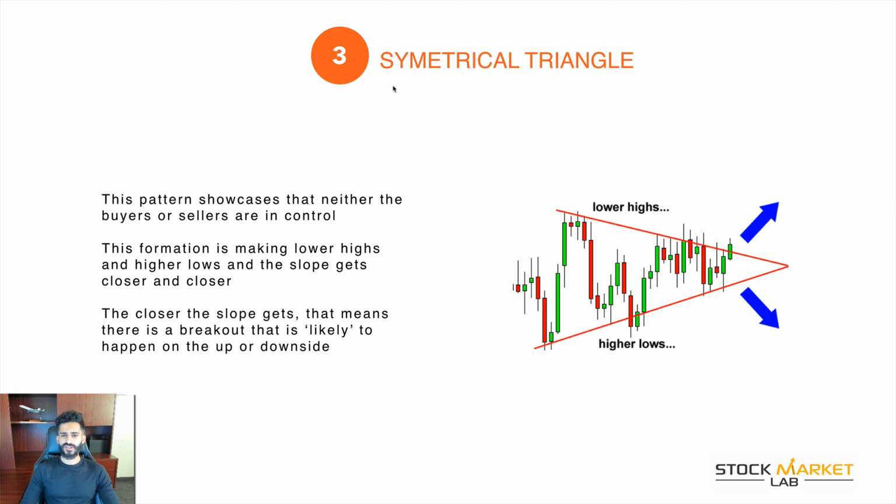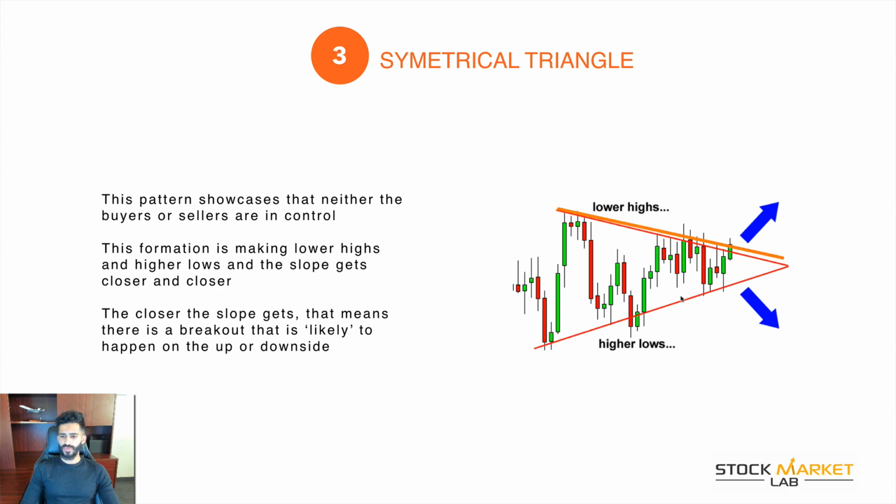Last one we have is called a symmetrical triangle. This pattern showcases that neither the buyers nor sellers are in control. This formation is making lower highs and higher lows, and the slope gets closer and closer. The closer the slope gets, that means there is a breakout that is likely to happen on the upside or downside. So if you notice here, neither the bulls nor the bears are in control, right?